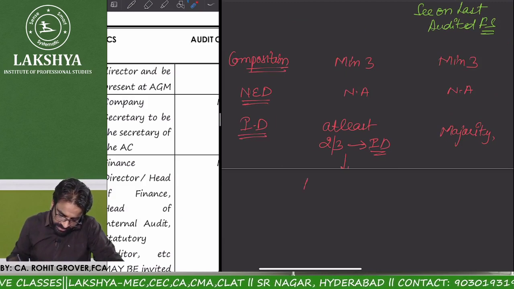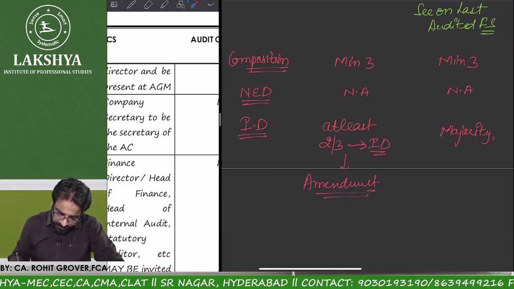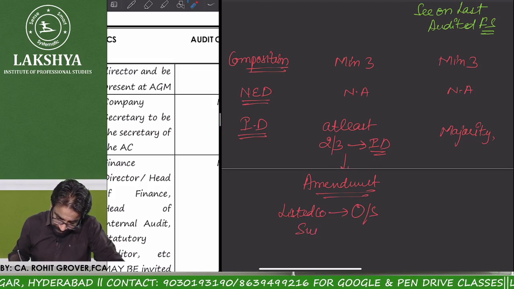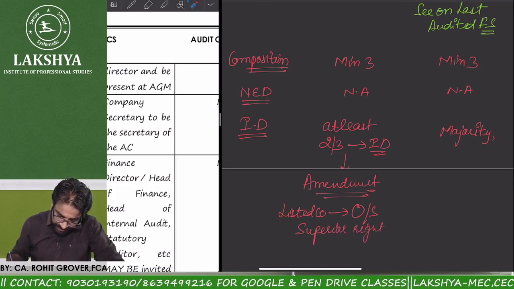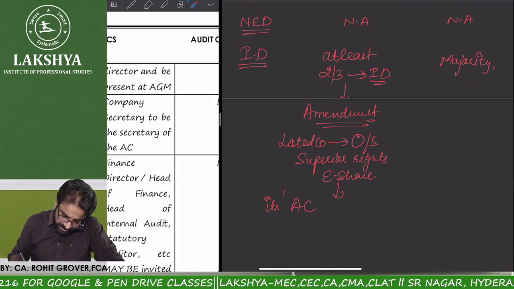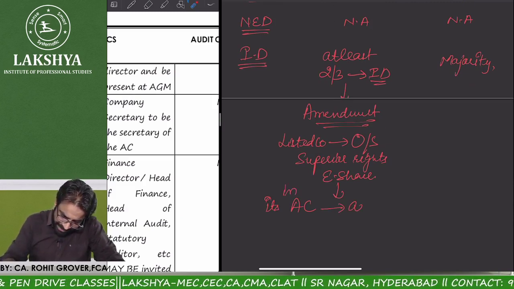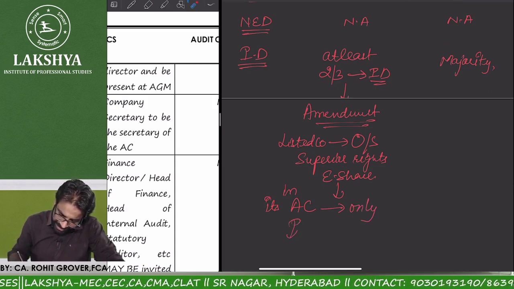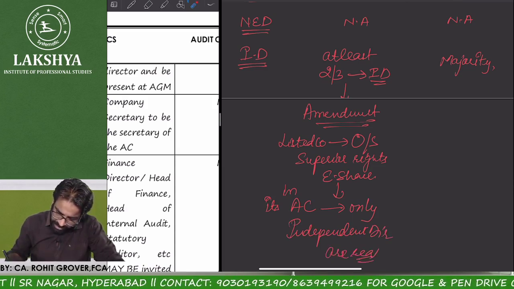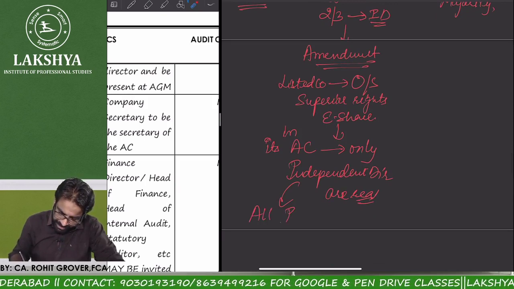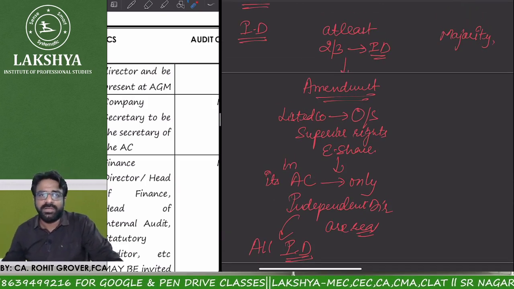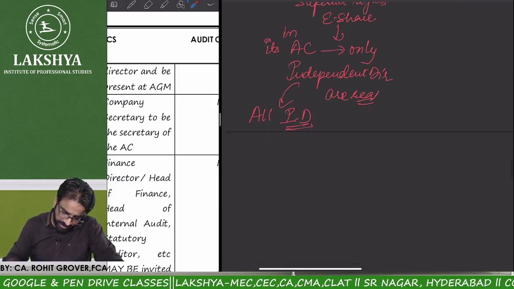But I already told you that there is one amendment. So what is the amendment? If it is a listed company with outstanding superior rights equity shares, then in its audit committee, only independent directors are required. Only independent directors means all should be independent directors, but that is not required in case of Companies Act 177.